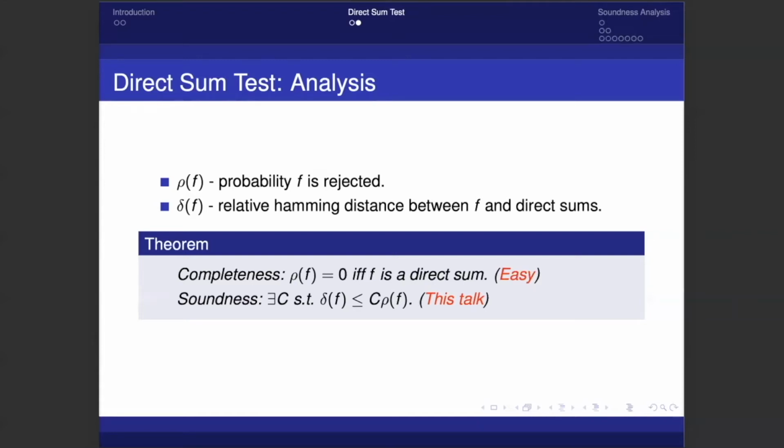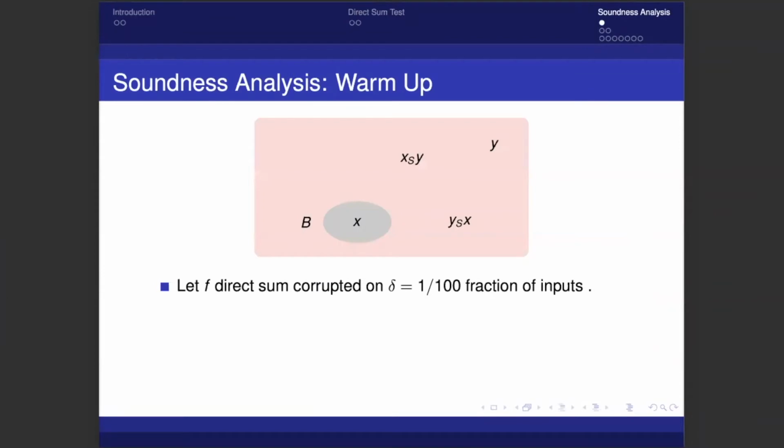Okay, so this is the soundness guarantee of our test and is going to be the focus of the rest of the talk. And I should mention here that the constant C does not depend on n, the domain size. So it's a universal constant. So for the rest of the talk, we're going to focus on analyzing the soundness of this test.